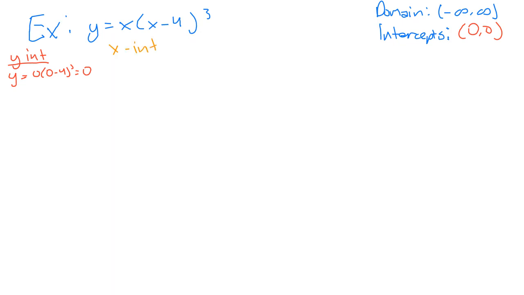Once again, our x-intercept is going to be whenever our y is set equal to 0. So x times (x minus 4) cubed. Luckily for us, this is already factored, so we can see that our function is going to equal 0 at 0, which we already have written down when we looked at our y-intercept. And we can see from this (x minus 4) cubed that the other value where our function is going to hit 0 is going to be at 4.